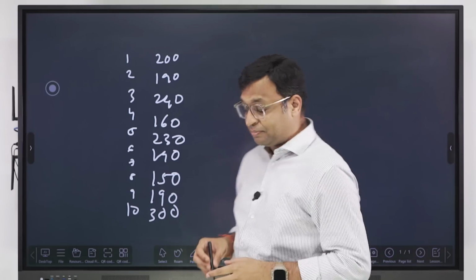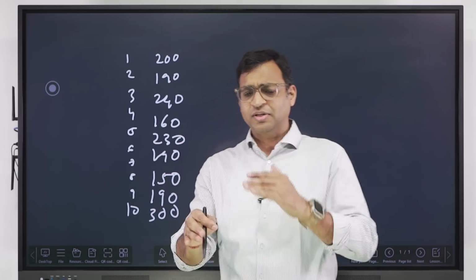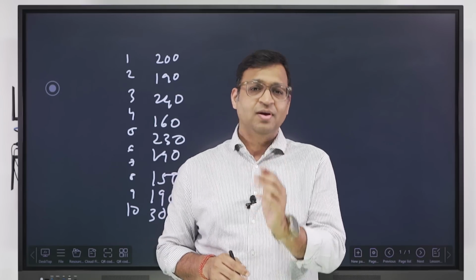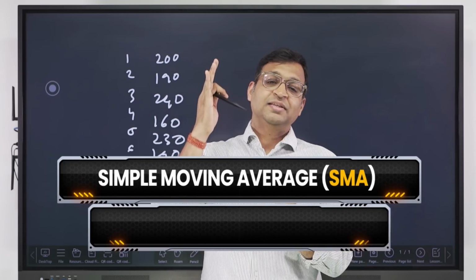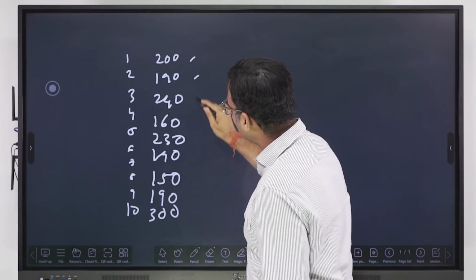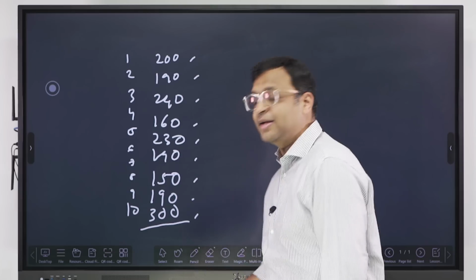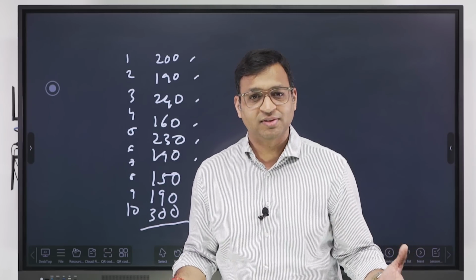When I'm calculating a moving average, there could be different kinds of moving averages, but for our discussion's sake, we'll keep it simple. So there is simple moving average and there is exponential moving average. What is simple moving average? Summation of all these 10, okay, divided by 10. That's a simple moving average, right?